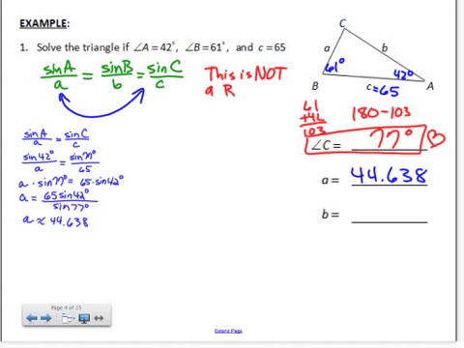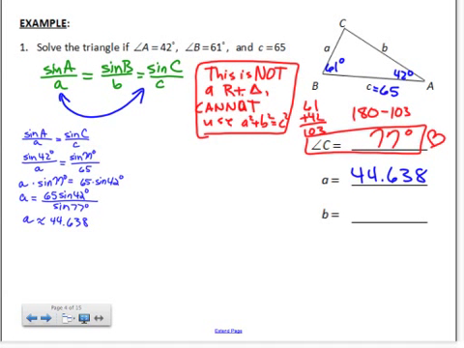And let's remember too, from the very beginning, since we recognize this is not a right triangle, we cannot use the Pythagorean theorem, a squared plus b squared equals c squared. We can't do that. So we're just going to use the law of sines again. I like to use the ones that are your given.